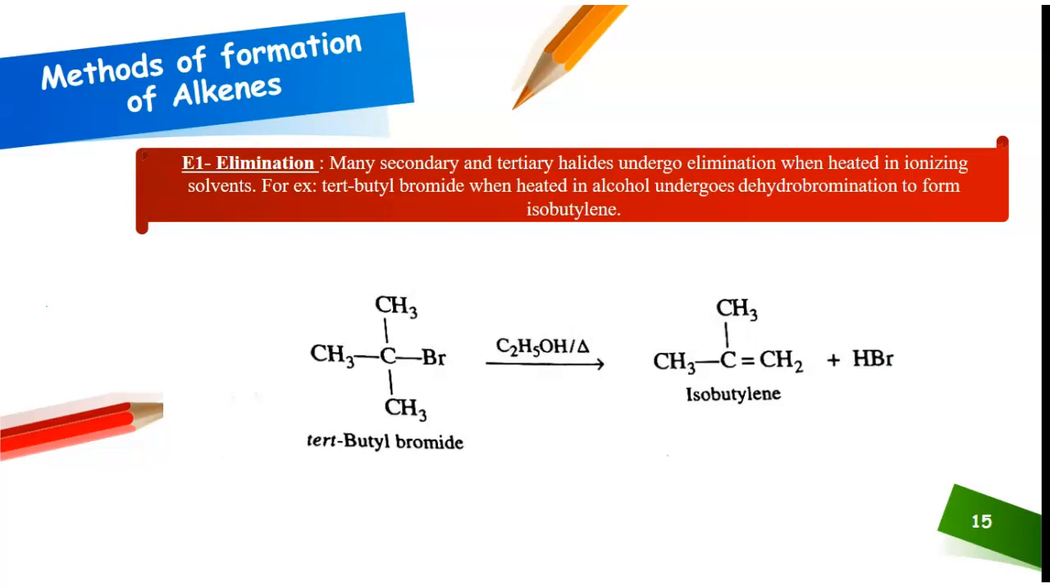Now what happens in E1 elimination: all the secondary and tertiary halides will show E1 elimination, okay. So many secondary as well as tertiary halides undergo elimination when heated in ionizing solvent. For example, this tertiary butyl bromide, when heated in alcohol, undergoes dehydrohalogenation, resulting in the production of isobutylene as such.